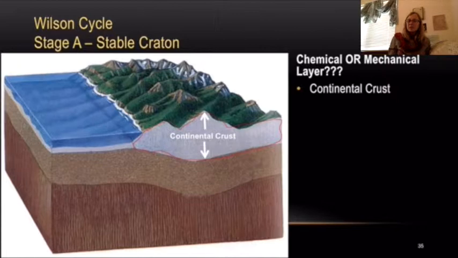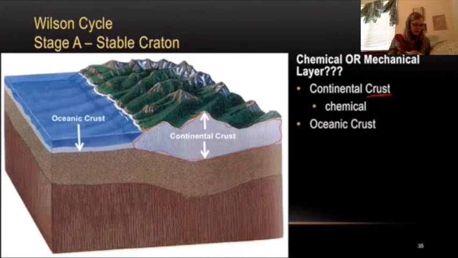Is the continental crust mechanical or chemical? Which one is it? When we talk about crust, every time we see the word crust, we're talking about chemical. So it's a chemical layer. That should make this one really easy. This thin layer is oceanic crust. Is it mechanical or chemical? It is chemical, yes. Hopefully you got that.